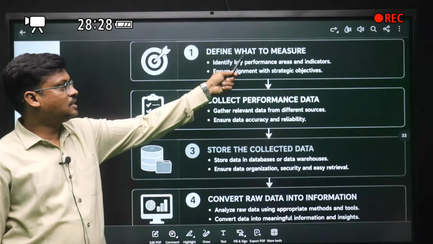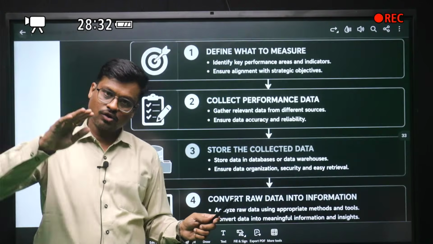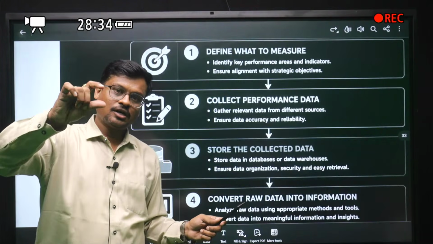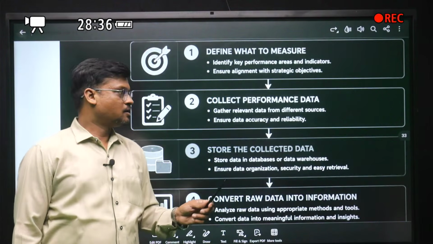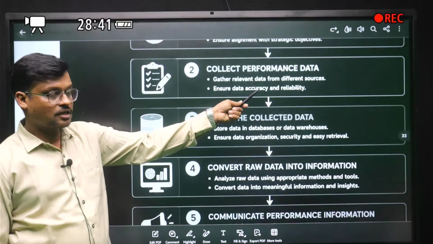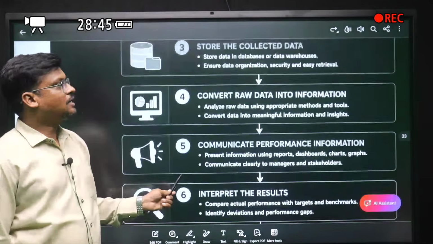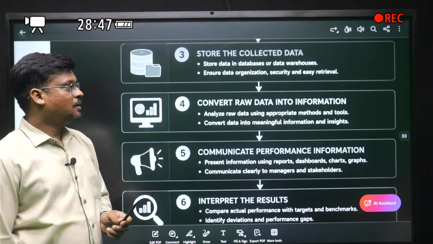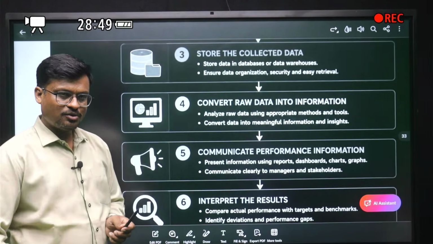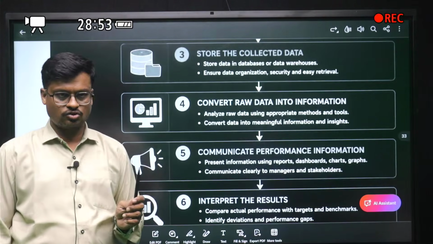Second one is collect the performance data. So you have identified the key performance indicators, you know what to measure. For that, you have to collect the data from the various resources. Step 2. And ensure that the data is accurate and reliable, that you can trust it. Third one, store the collected data into the data warehouse and databases, where you will be able to easily retrieve the data and where you will be able to apply the analytical techniques also.